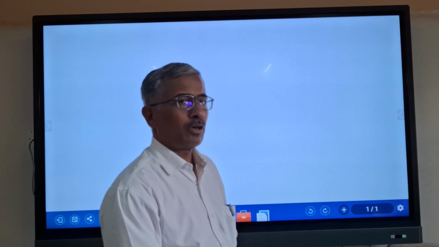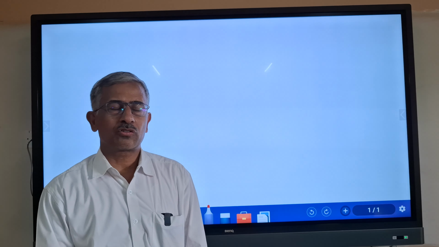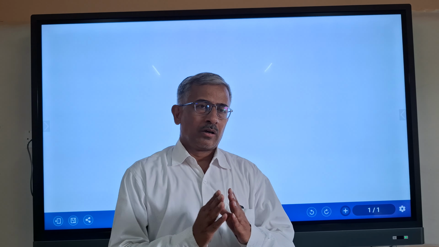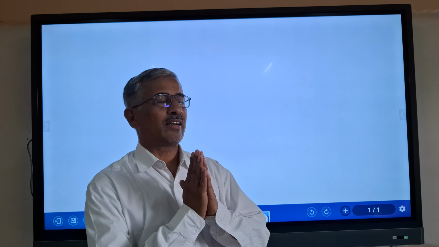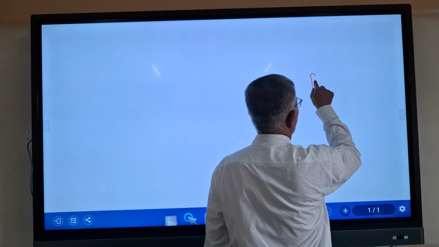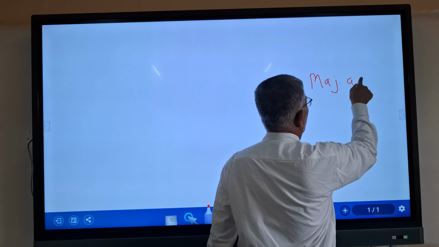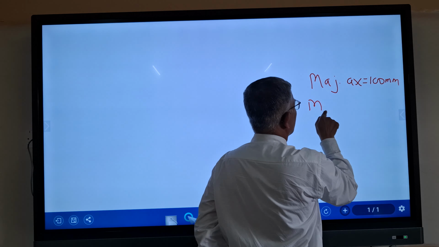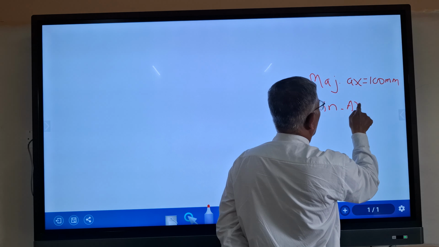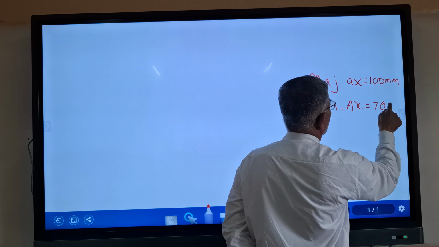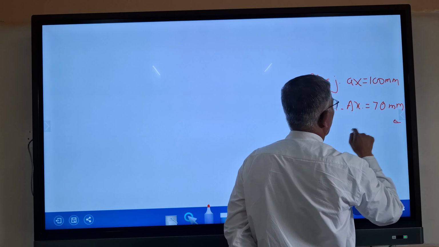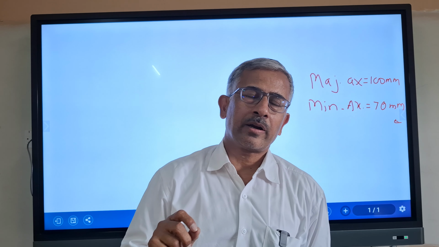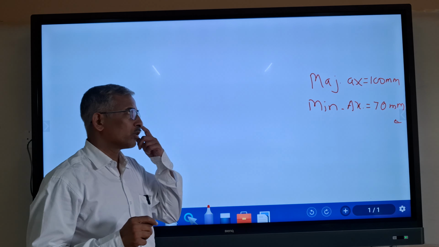Hello dear students. Now we are going to see the method of construction of ellipse using arcs of circle method, when the major axis is given as 100 millimeter. Major axis is equal to 100 millimeter and minor axis is equal to 70 millimeter. When major axis is equal to 100 millimeter and minor axis is equal to 70 millimeter, how to construct an ellipse?